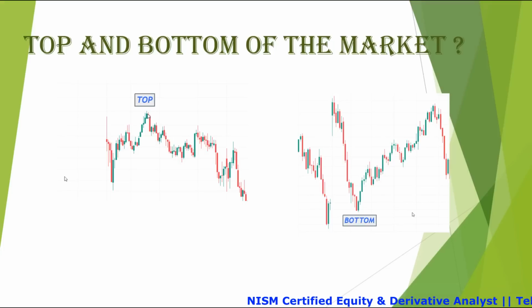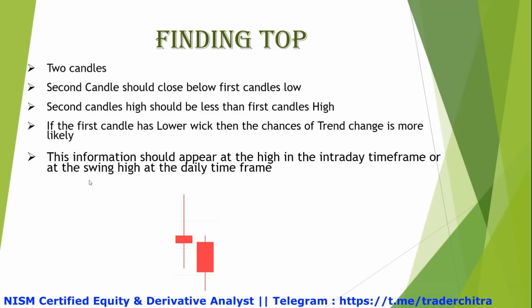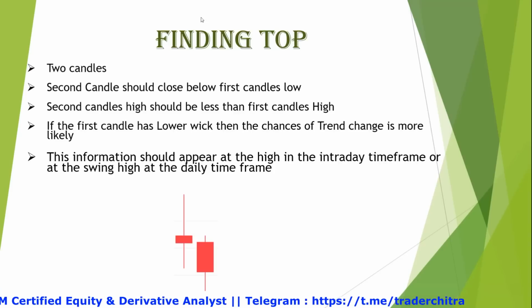Resistance is the top and support is called the bottom. We'll see in detail how we can analyze the top of the market, that is, how we can look for a selling opportunity at the top of the market and a buying opportunity at the bottom of the market. So how to find the top?